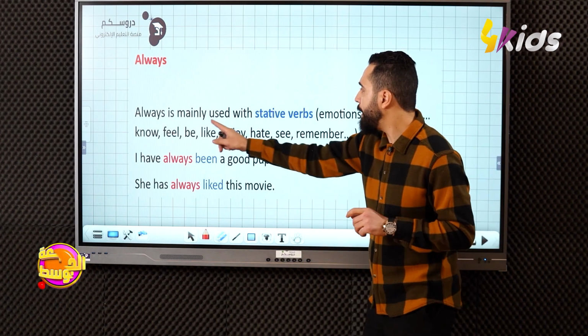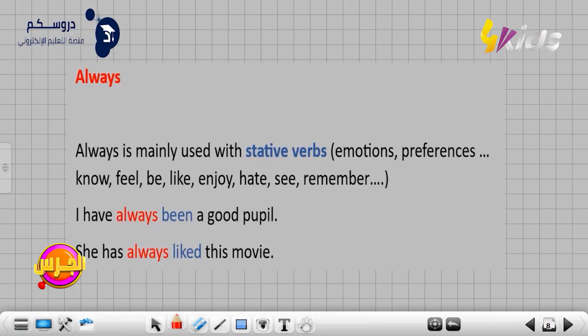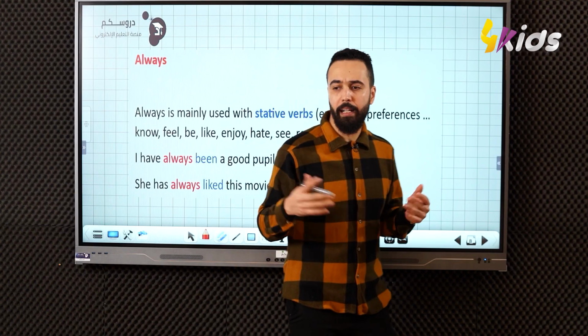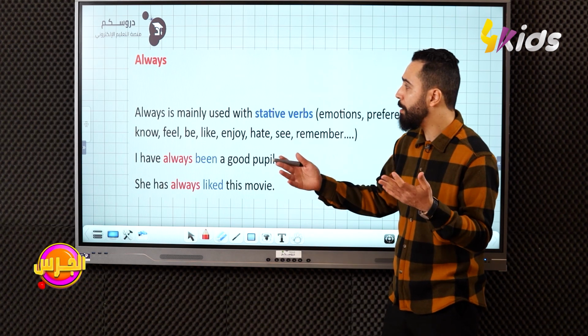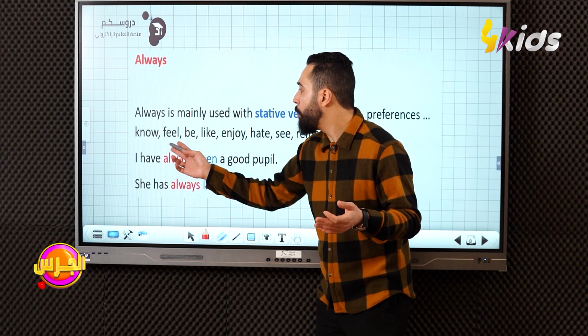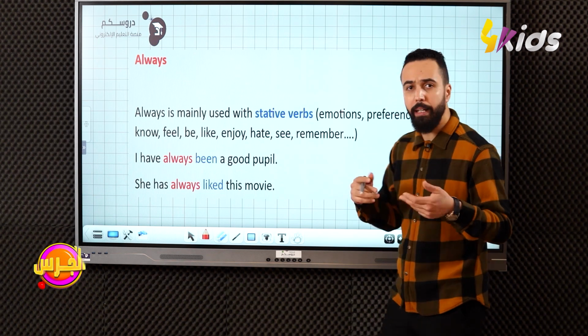So always is mainly used with stative verbs. What are stative verbs? For example, when we talk about emotions, feelings, preferences, things we like and things we don't like. Preferences. So we usually use them with verbs like know, feel, be, like, enjoy, hate, see, remember, etc.